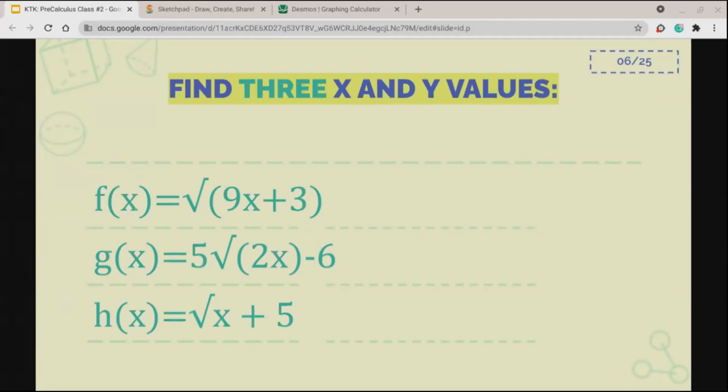Someone said for h of x, you can do 1, 6, 4, 7, and 9, 8. Let's take a look and see how that looks. The square root of 1 is 1. 1 plus 5 is 6. Yes, 1, 6 checks out. Square root of 4 is 2. 2 plus 5 is 7. 4, 7 checks out. Square root of 9 is 3. 3 plus 5 is 8. 9, 8 checks out as well. So good job to that person who submitted those three coordinates.